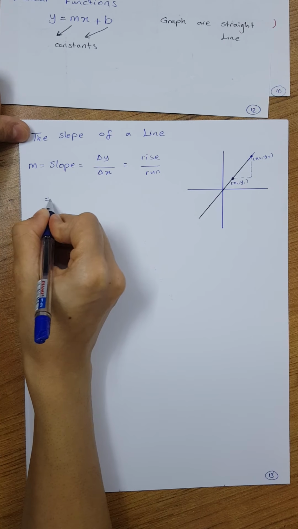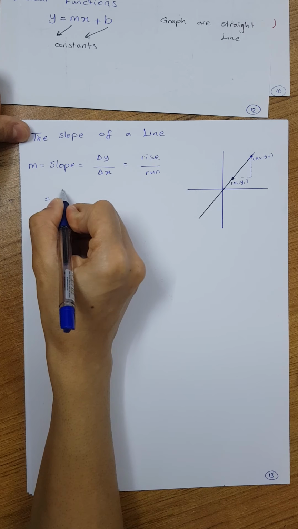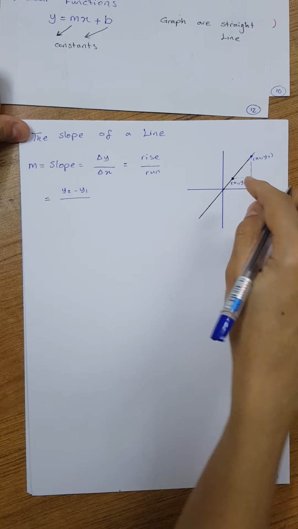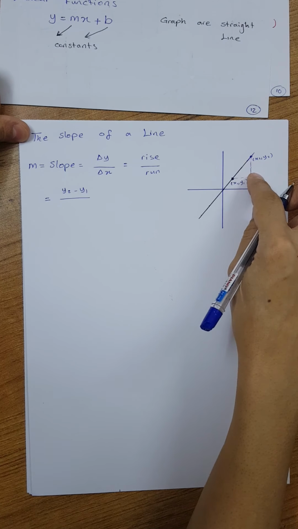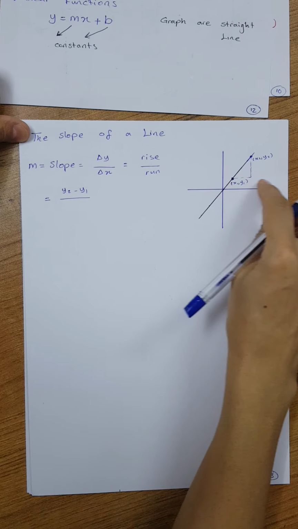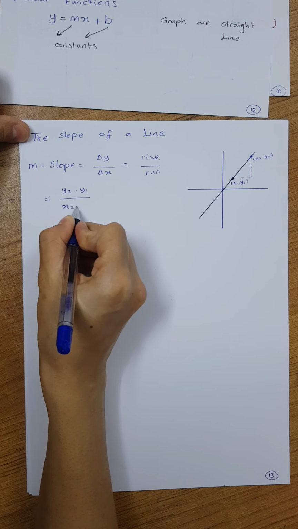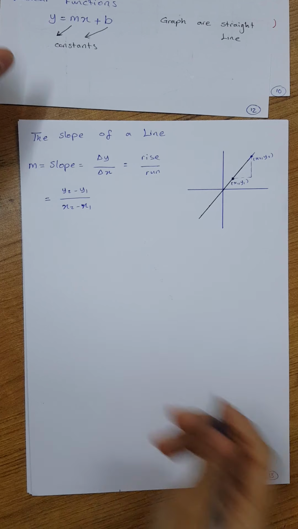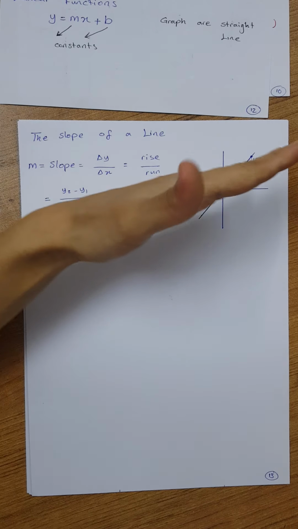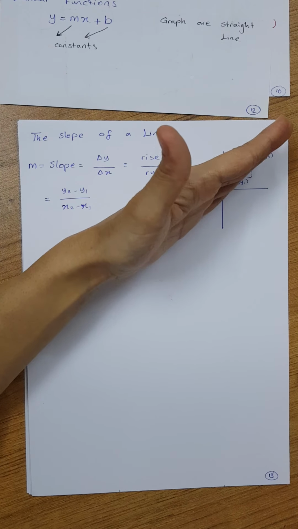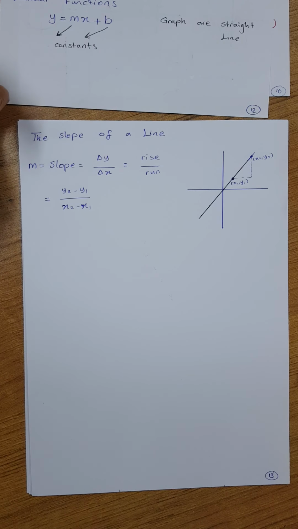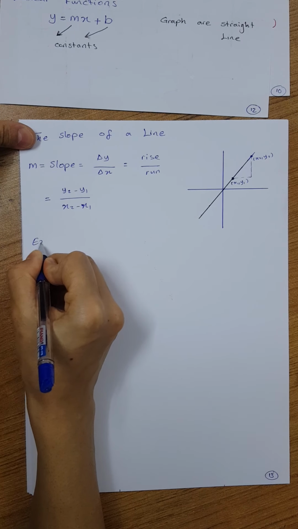So how do we write rise over run? In general, rise is equal to y2 minus y1, and the run is equal to x2 minus x1. Using this formula, we can find whether the line that we have got is rising or falling, depending on the slope of that function.